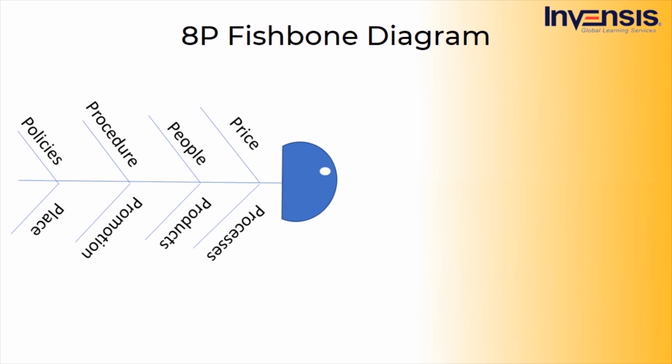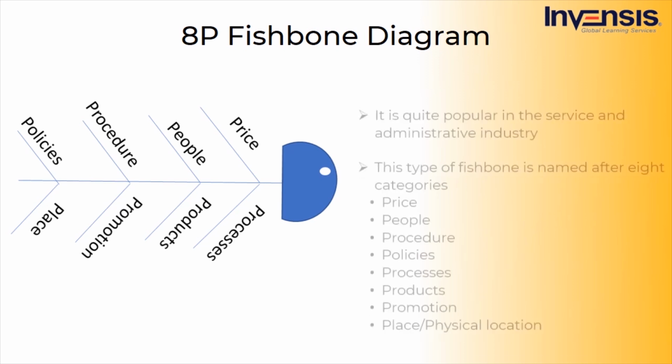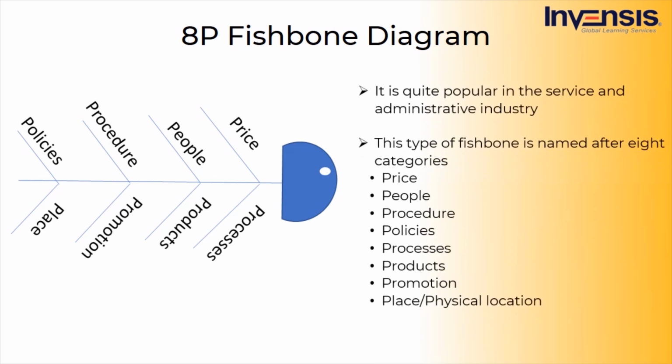Next is the 8P Fishbone Diagram. The 8P Fishbone Diagram is quite popular in the service and administrative industry. This type of fishbone is named after 8 categories. They are price, people, processes, policies, promotion, place, physical location, and product.